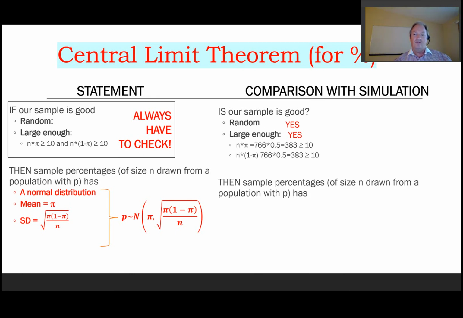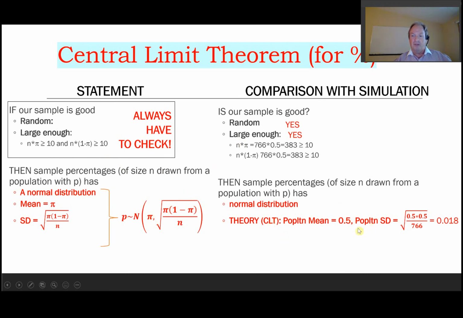So it tells us that our sample percentages should have a normal distribution. And the theory says I'm going to go ahead and put in my population percentage, which is 50%. So my population mean is 50%. And for my standard deviation, I put in my population percentage and my sample size. It's going to be 0.018. So this is mu sub p, and this is sigma sub p.